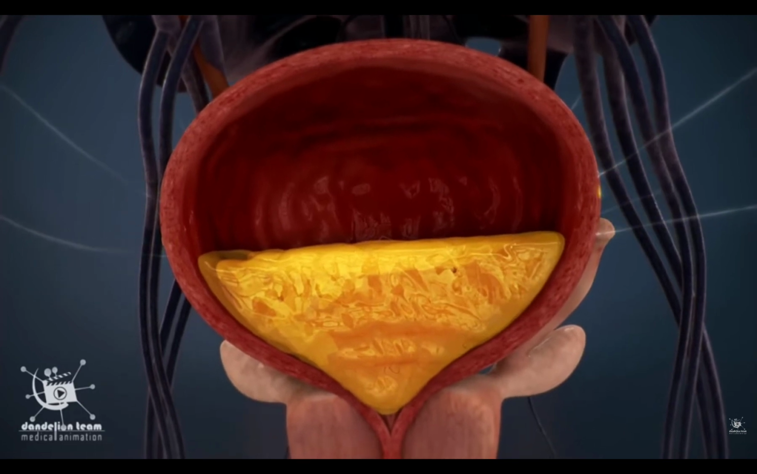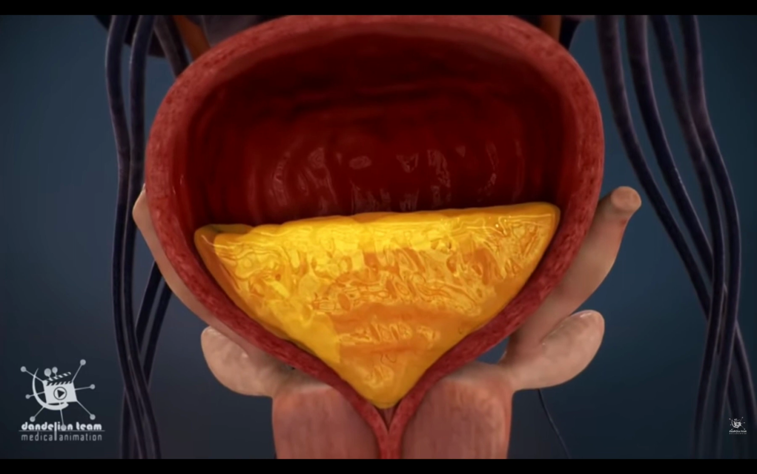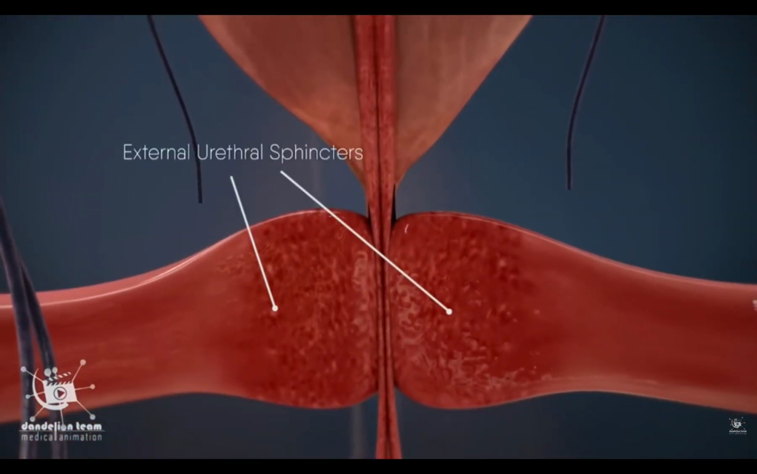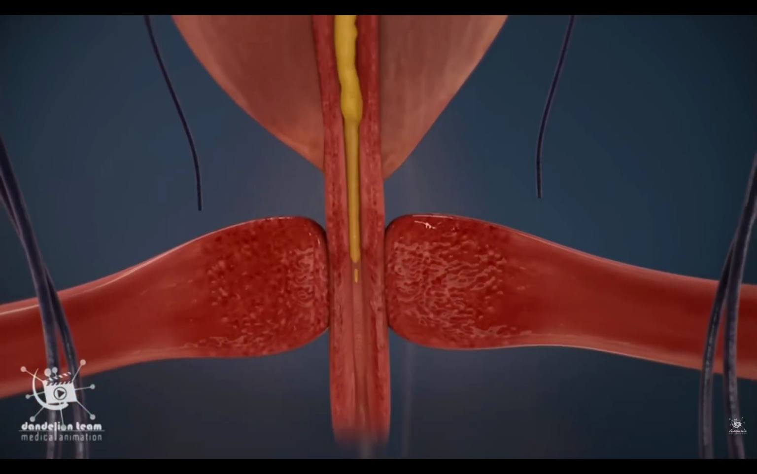Then the brain signals the bladder muscles to tighten, which squeezes urine out of the bladder. At the same time, the brain signals the sphincter muscles to relax, to let urine exit the bladder through the urethra.